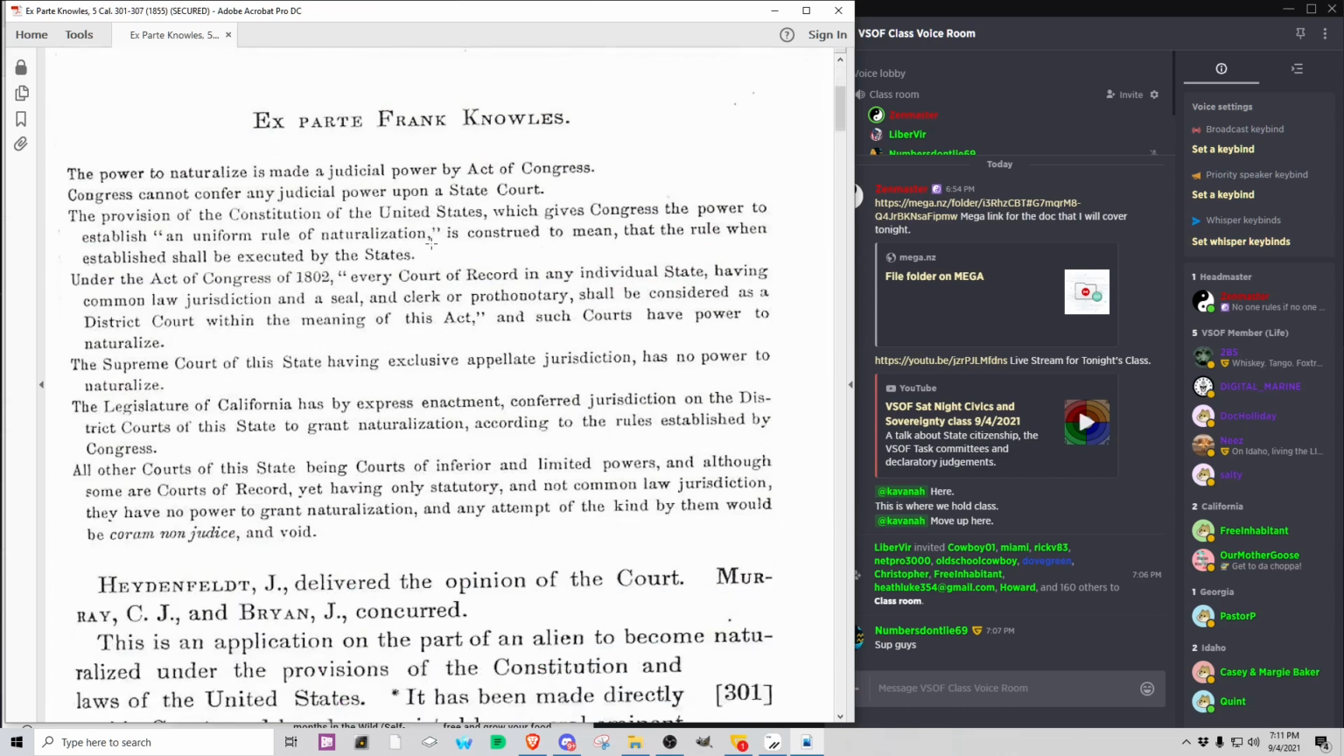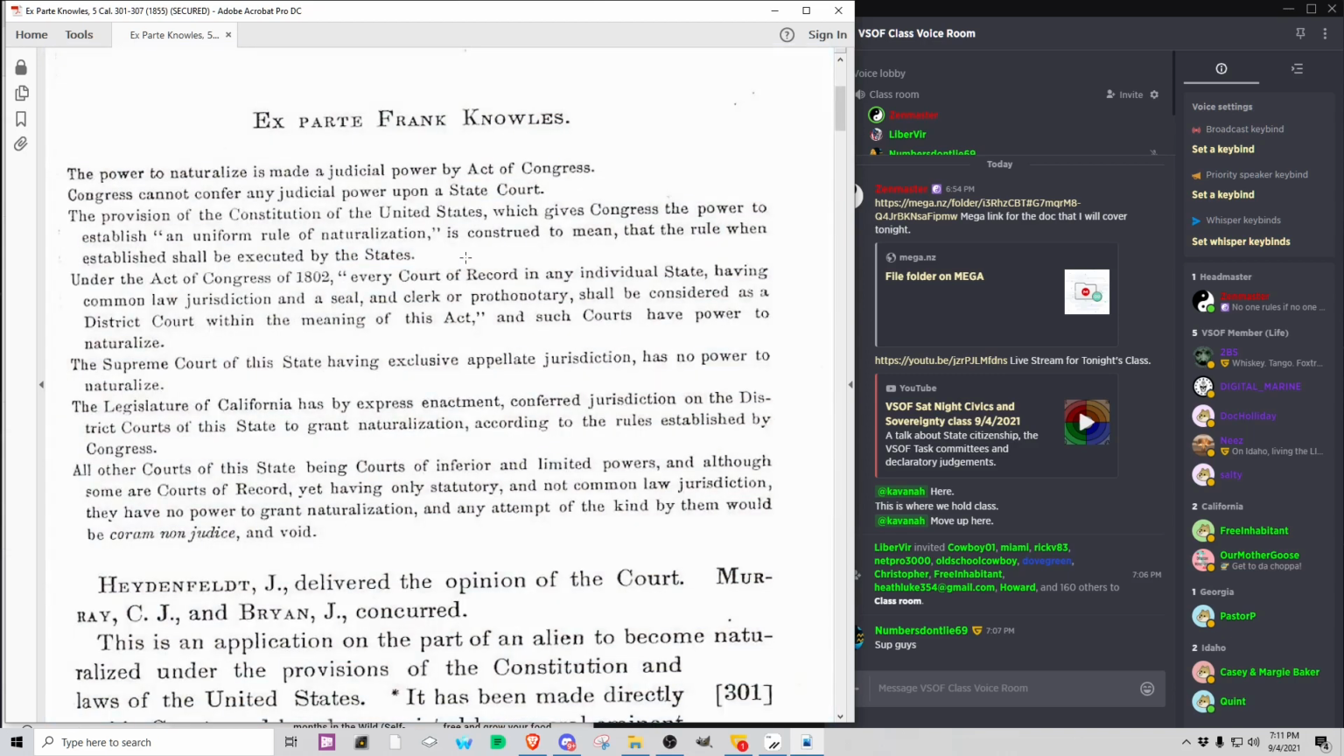All right. The power to naturalize is made a judicial power by an act of Congress. Congress cannot confer any judicial power upon a state court. The provision of the Constitution of the United States which gives Congress the power to establish, quote, a uniform rule of naturalization, close quote, is construed to mean that the rule, when established, shall be executed by the states, not by the federal government. So only the states are the ones who can then establish and execute a naturalization.